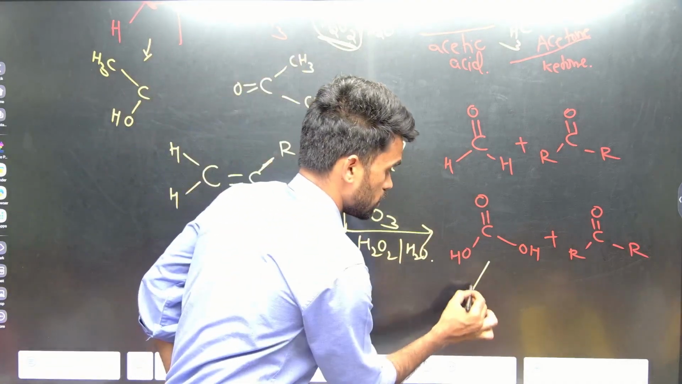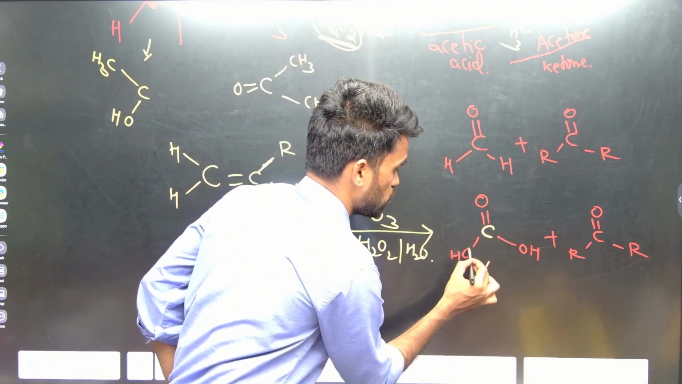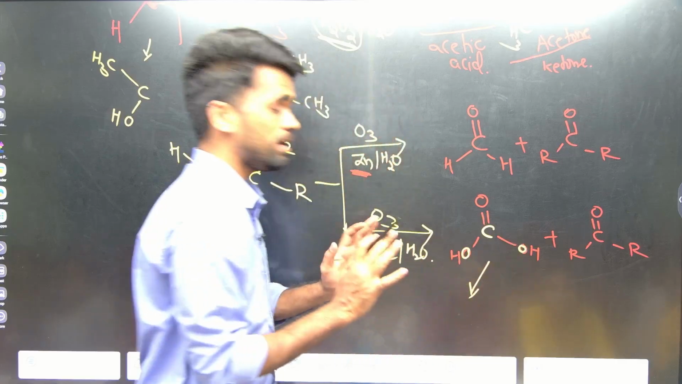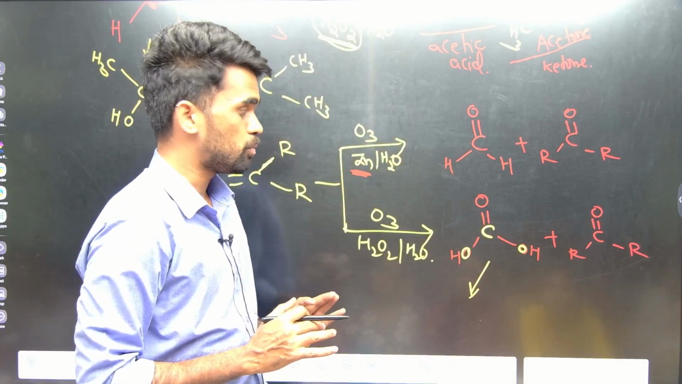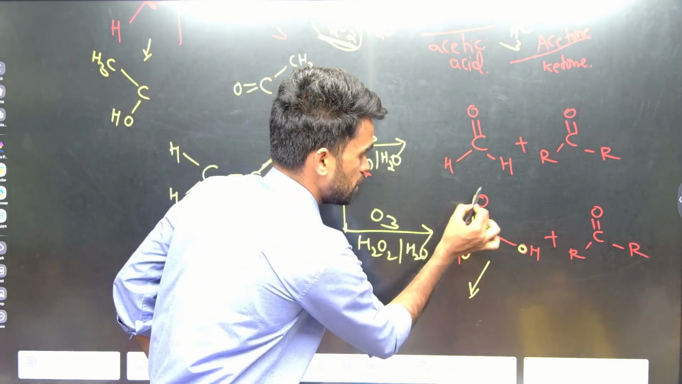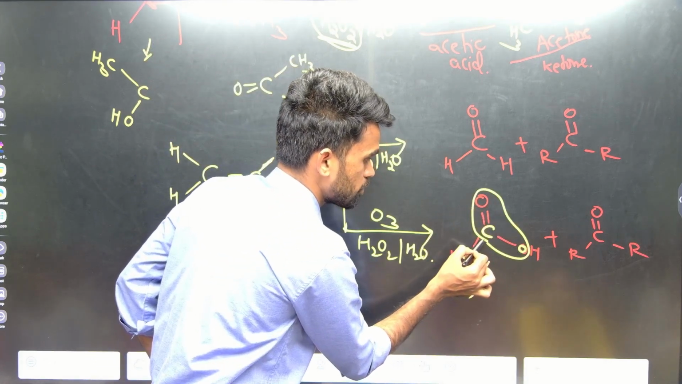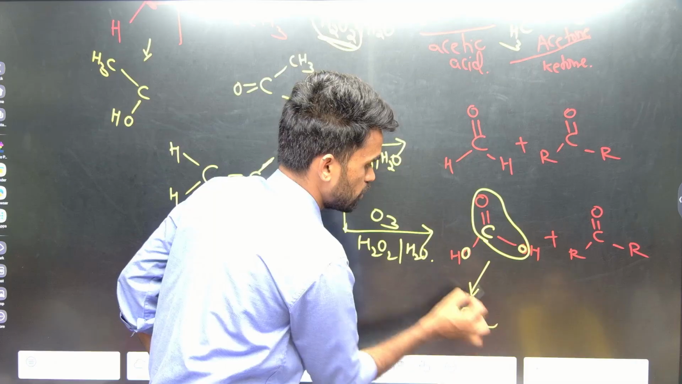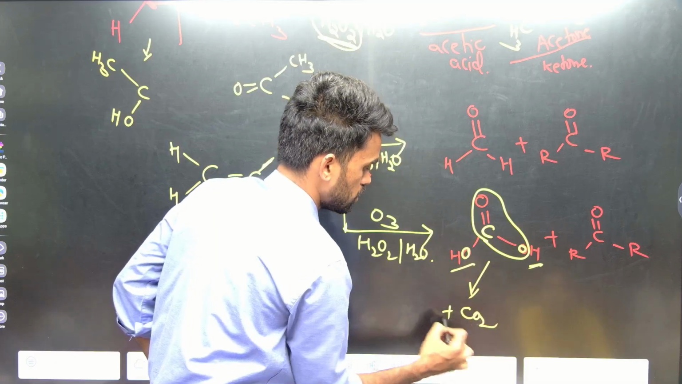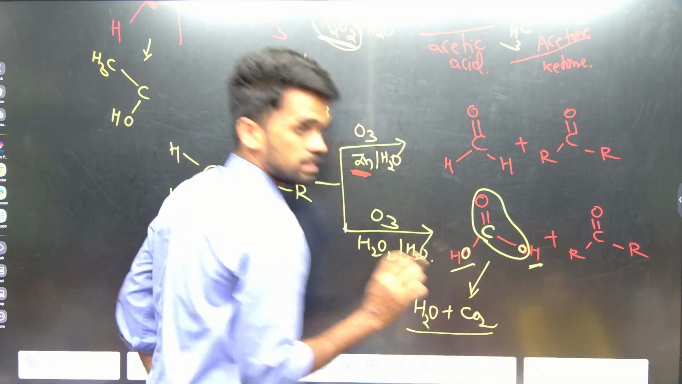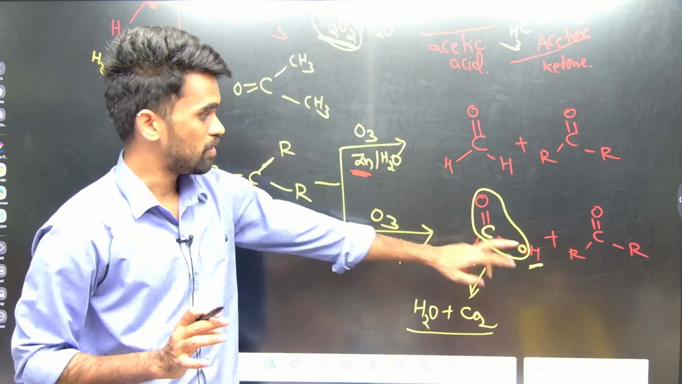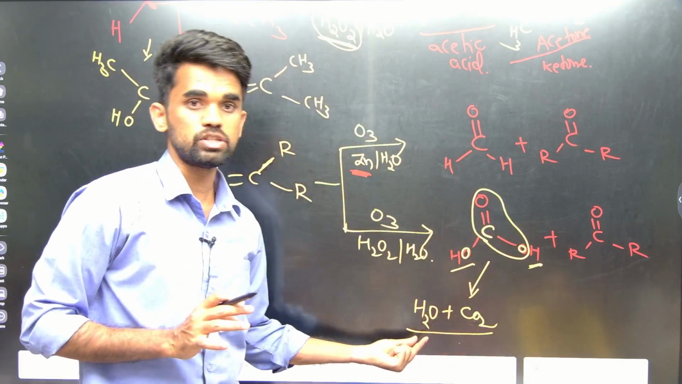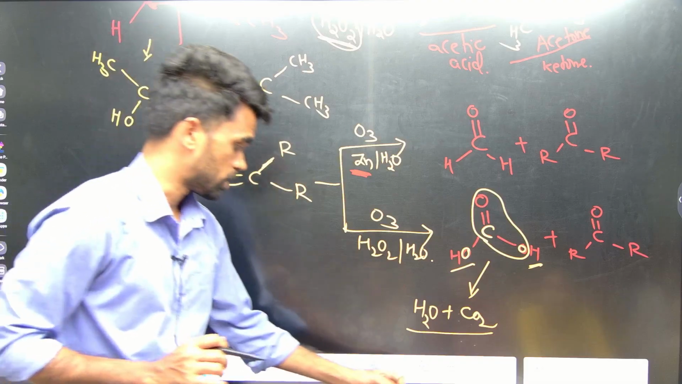Now this compound, if two OH groups are on the same carbon, it will be less stable. It will try to decompose. How will it decompose? See, CO2, OH and H, H2. Like this they will mention. Instead of mentioning carbonic acid, they will mention CO2 and H2O also. Is this clear, everyone? Okay.